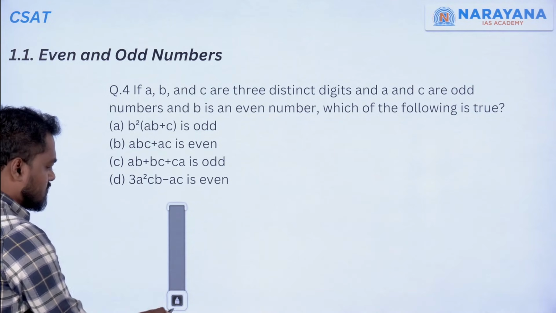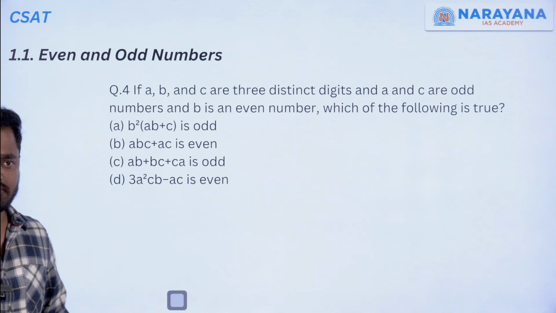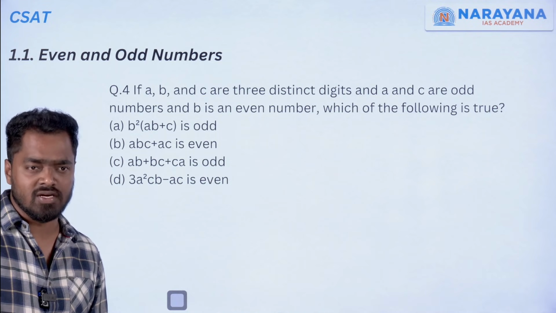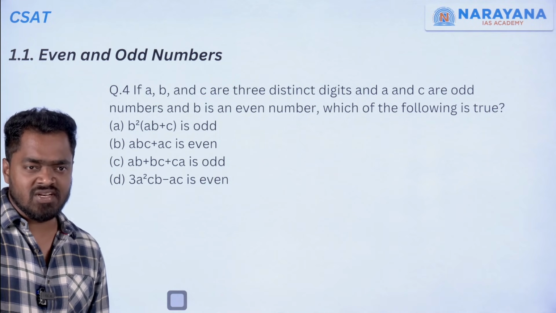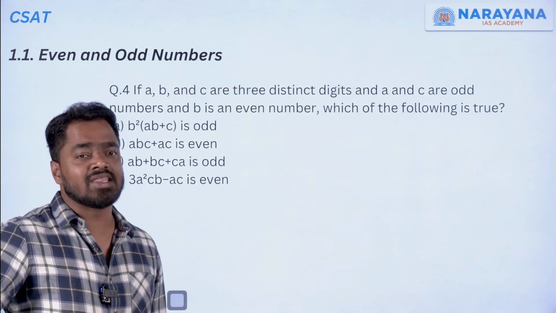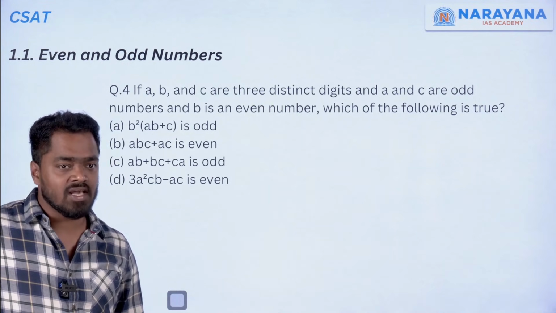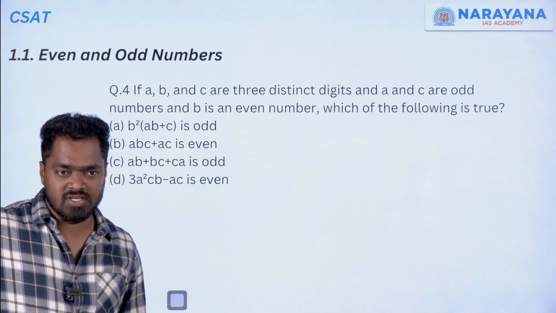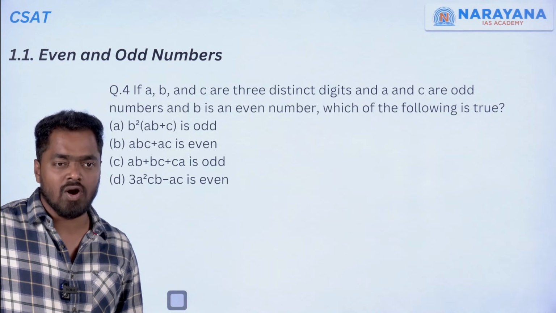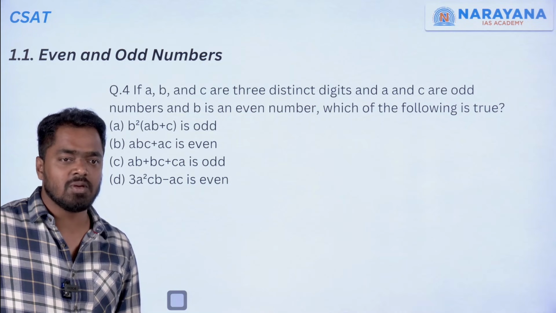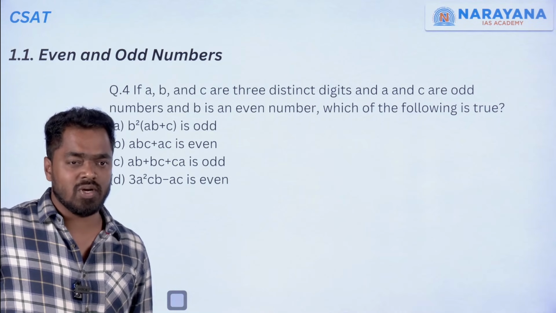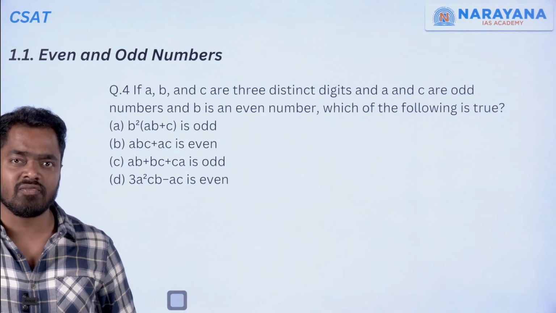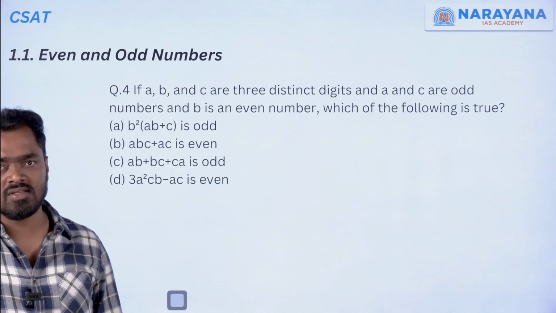Next, one more question. Again, the application of the properties of even and odd numbers. The question reads: if A, B, C are three distinct digits, A and C are odd numbers, B is an even number, which of the following is true? The options given: B square into AB plus C is odd; ABC plus AC is even; AB plus BC plus CA is odd; 3A square CB minus AC is even. Same again, you have to apply the properties of even and odd numbers. Try to solve this.